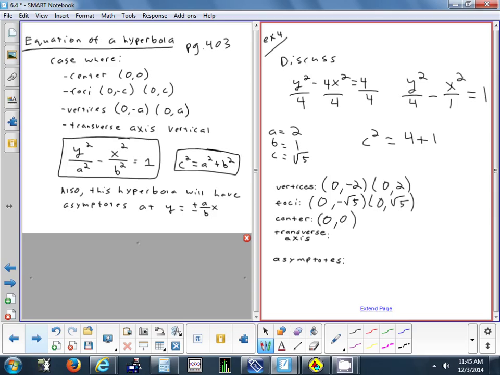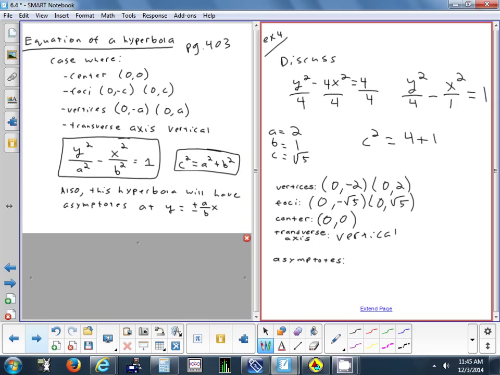How about the transverse axis? Is it vertical or horizontal? Yep, how do you know? Exactly, y is positive. Okay. So I know it's a lot of stuff to try to remember, but that's why if you put it all on a review sheet, you don't have to try to remember every single detail. So vertical.